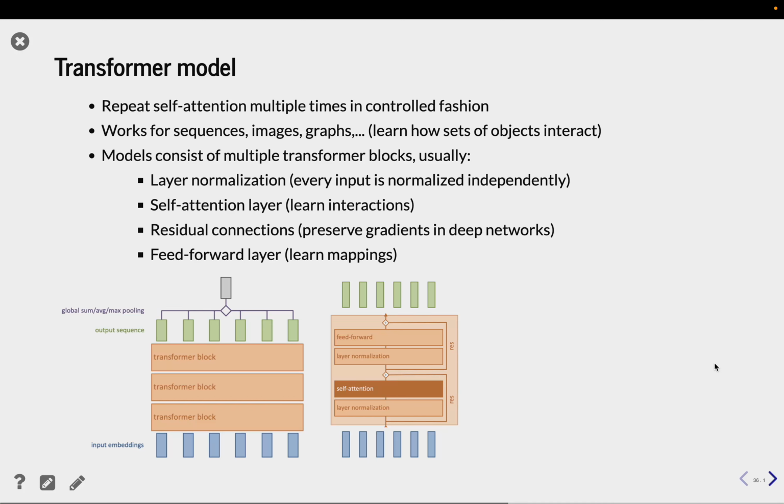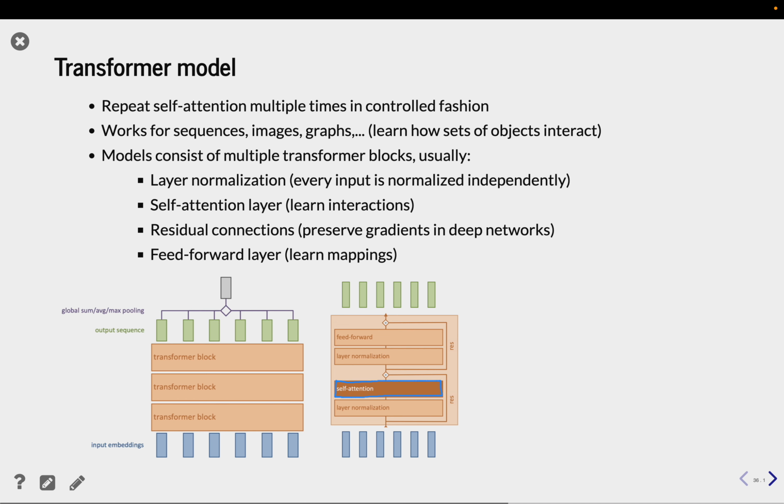In the previous lecture, we saw everything about self-attention layers. Now we see how we can use them to build entire transformer models. And the workhorse of this is going to be the transformer block, which starts with our self-attention layer right here.